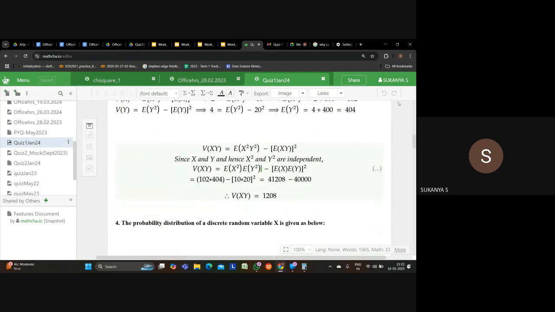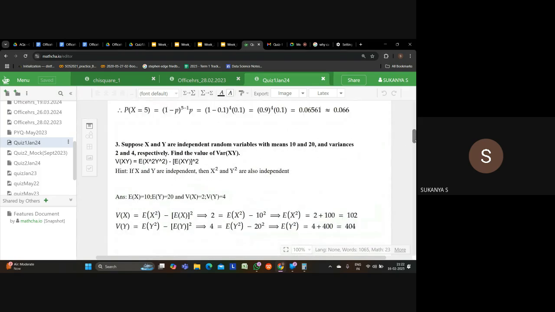Now you need to just back substitute. Variance of xy is going to be equal to 102 into 404 minus 10 into 20 the whole square. And variance of xy, you'll get it as 1208. And we have used one property that if x and y are independent, then x square and y square are also independent.